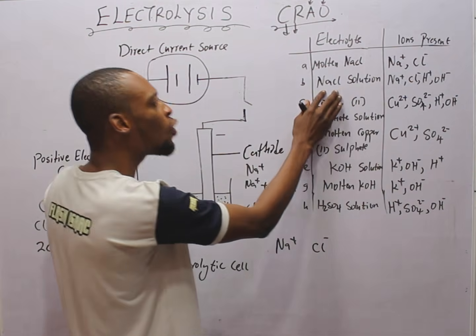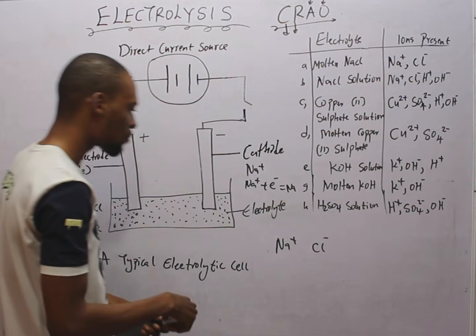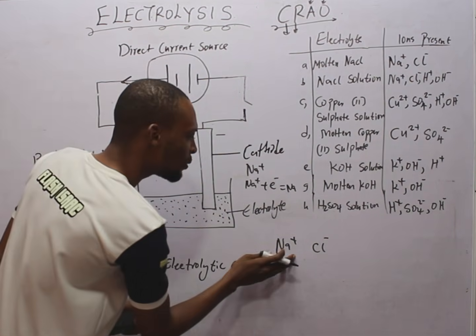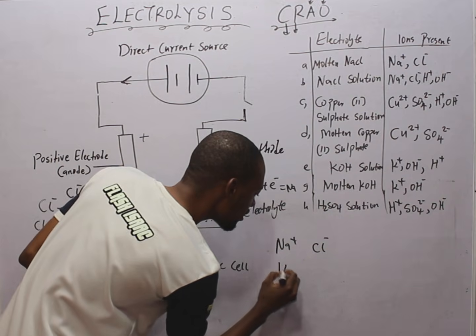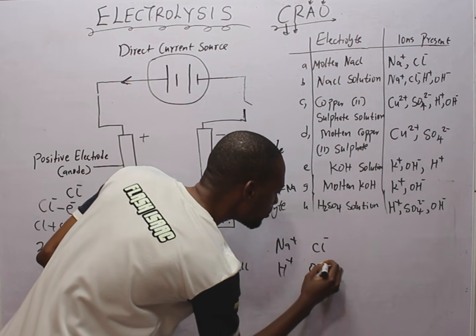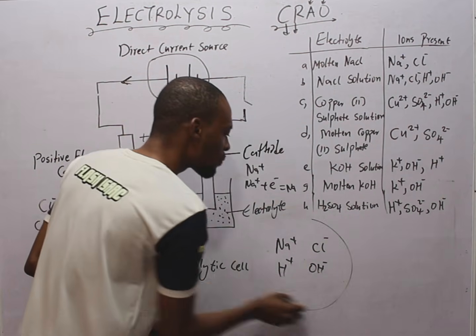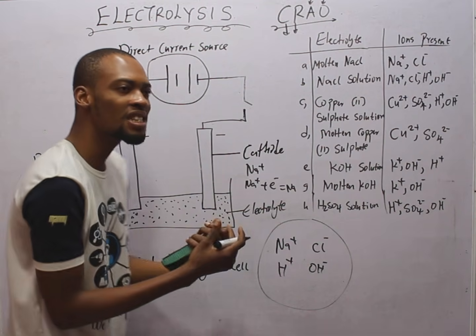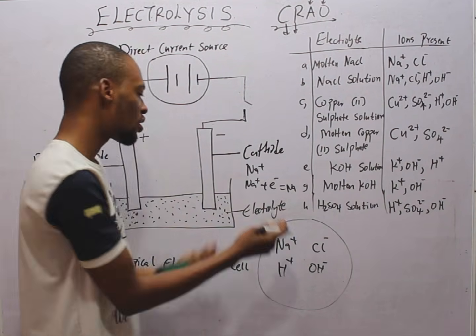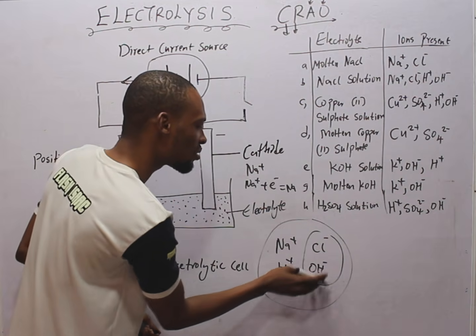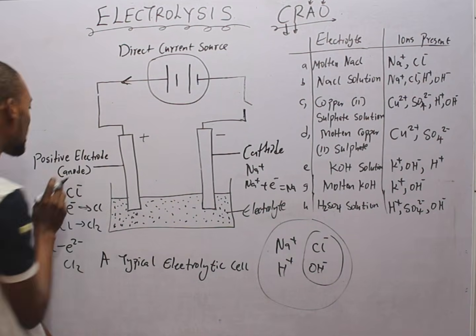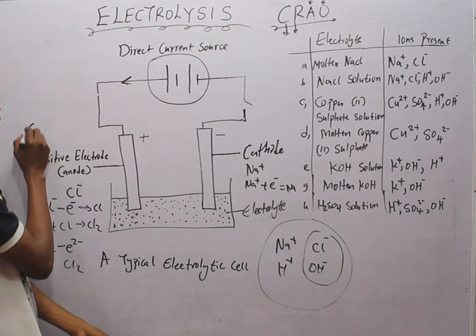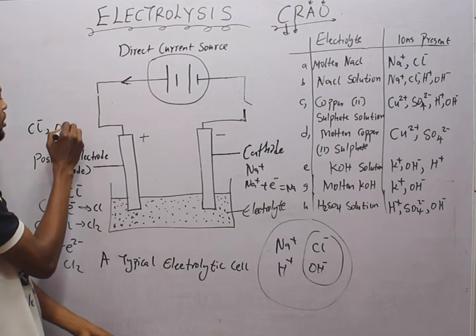So the ions formed in sodium chloride solution are Na+, Cl-, H+, and OH-. These are the ions present in sodium chloride solution. Remember, the negative ions migrate to the anode. So the negative ions are Cl- and OH-. So at the anode, the reaction involves Cl- and OH-.